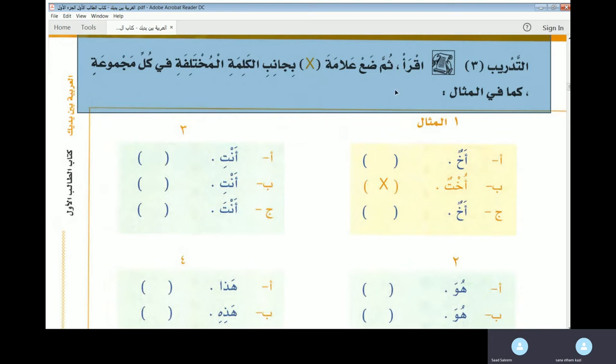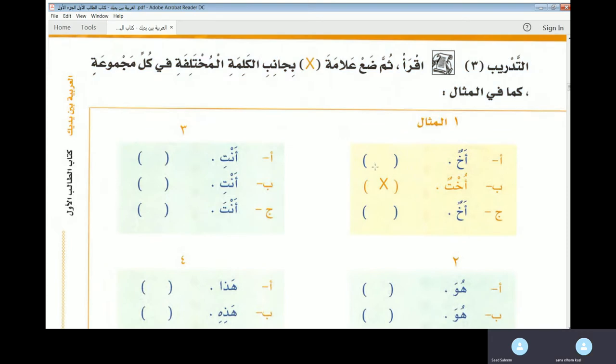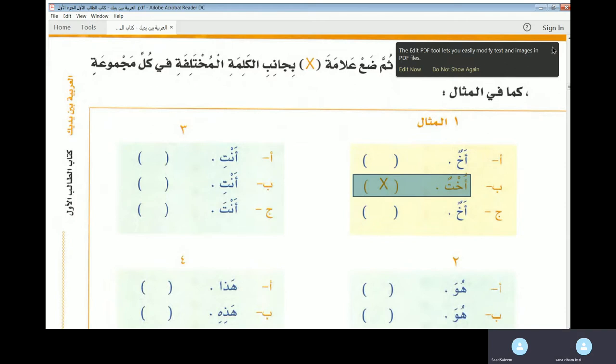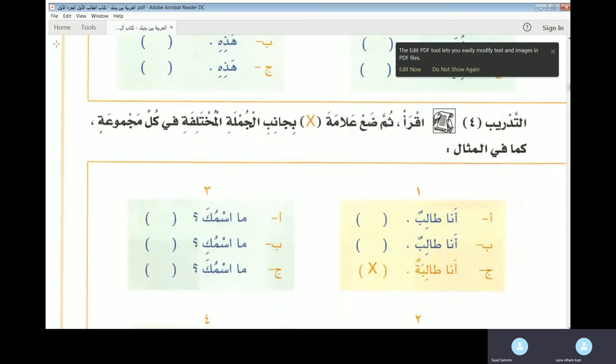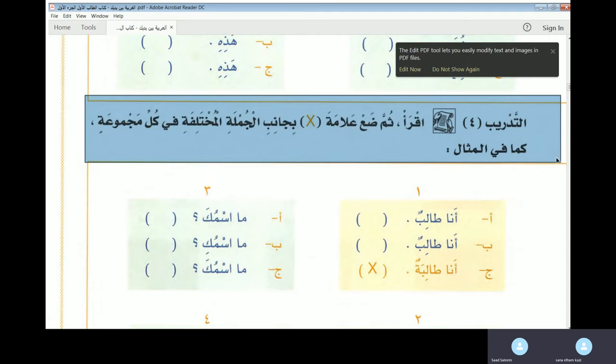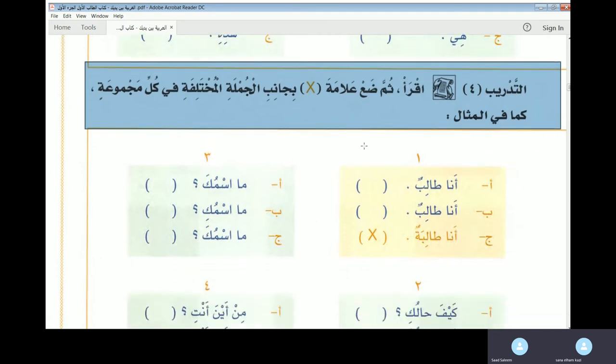Ikra means read. Then put the cross symbol on the side of the word which is different in all of these collections. We have to put a cross symbol in front of the different word. Here we have three words. Akhun, akhun is the same, uktun is different, so we cross the word uktun. Here anti, anti, anta. Anta is different, so we put a cross in front of anta. And here is different.